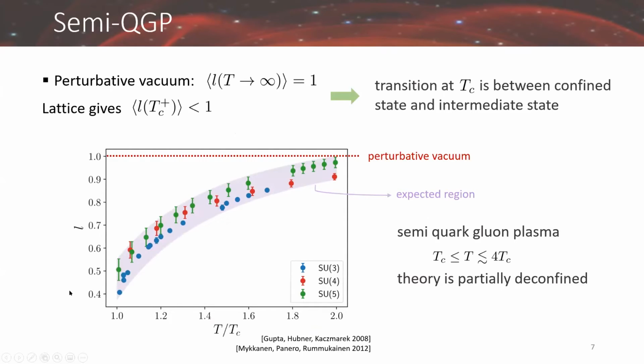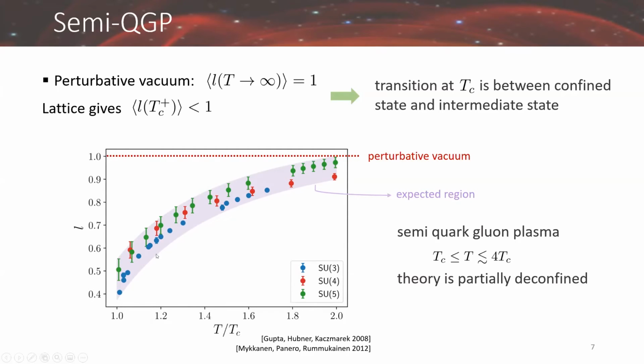A little bit more about the region above confinement. So the perturbative vacuum at very high temperatures has order parameter 1. But what you see on the lattice is that right above the critical temperature, it does not go directly to 1. It jumps from 0 at the confined state to somewhere between 0.4 and 0.5, and then it continuously grows until it reaches the perturbative vacuum. So physically, you don't have a fully deconfined gas. There are still some strong interactions between the gluons. And this region is called the semi-quark gluon plasma. So it's an intermediate step between the perturbative vacuum and the confined state.